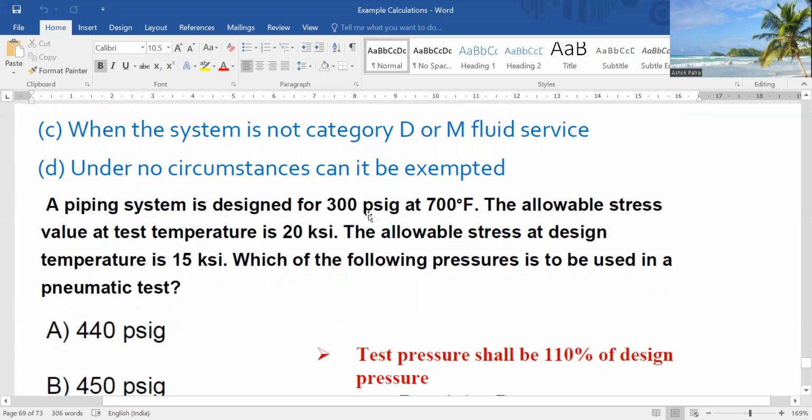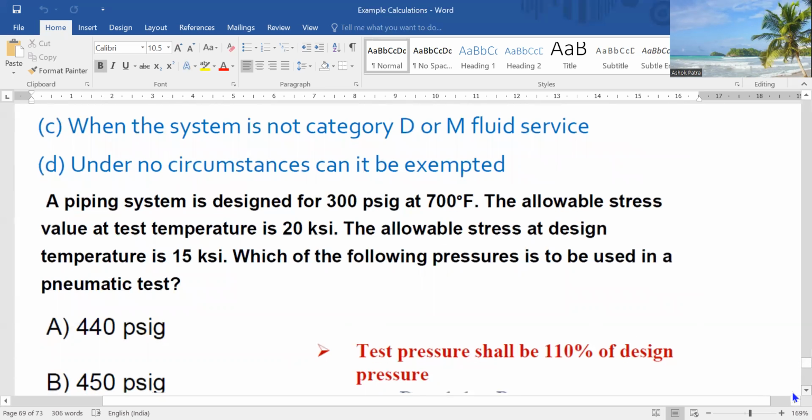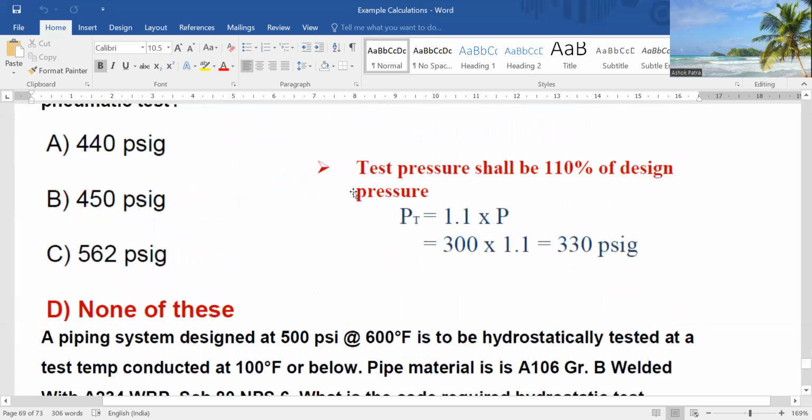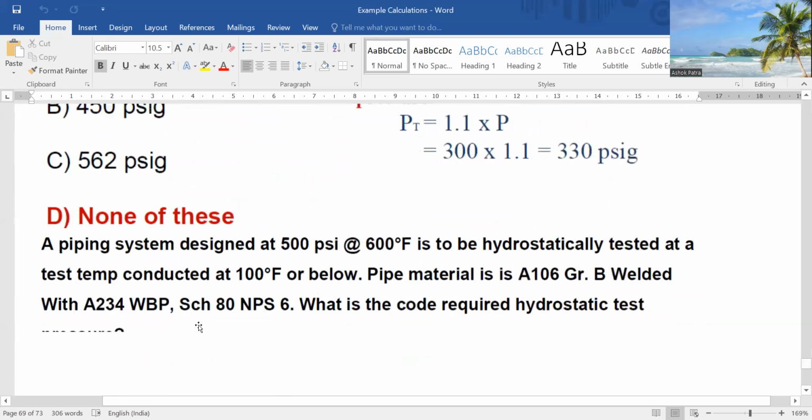The piping system is designed to 300 psi, 700 degrees Fahrenheit. The allowable stress value at test temperature is 20 psi. The allowable stress at design temperature is 15 psi. Which of the following pressures is to be used in a pneumatic test? The pressure test shall be 110% of design pressure, 1.1. So that is 330. None of the options is correct.